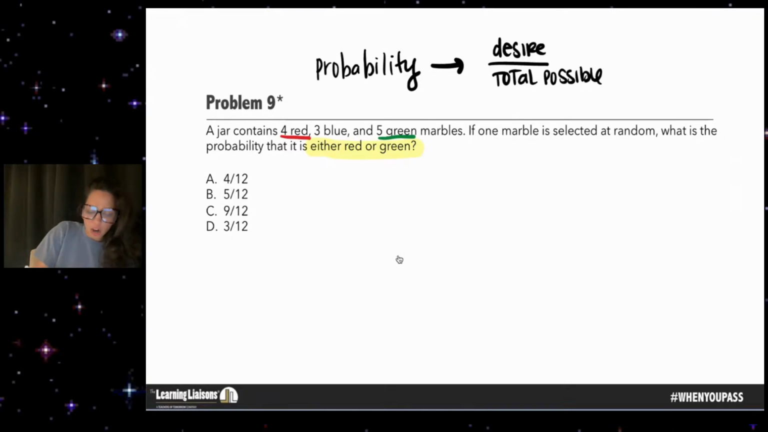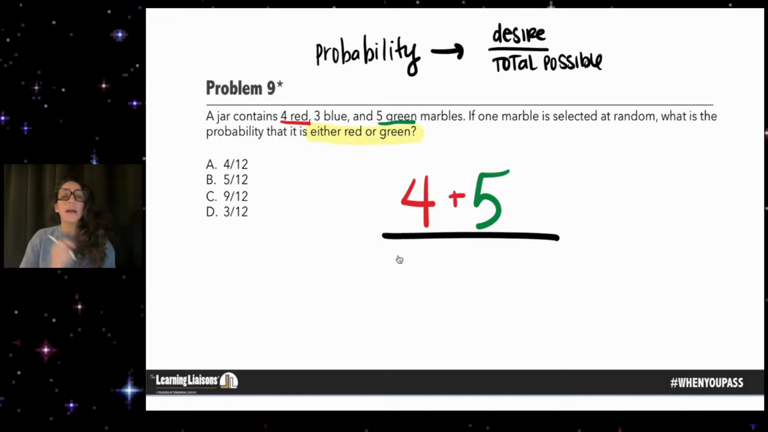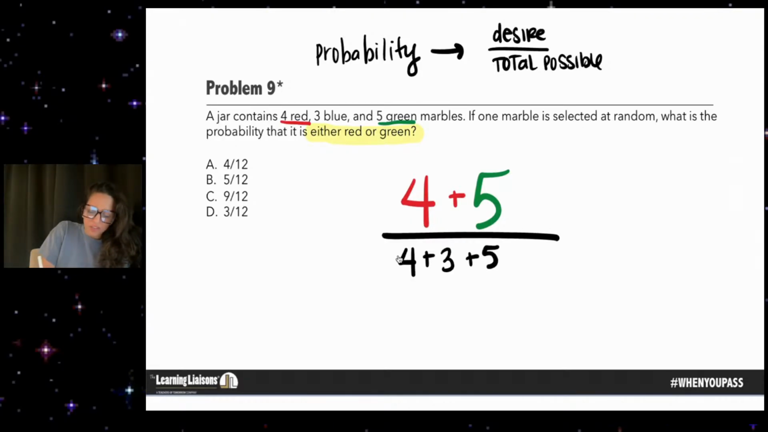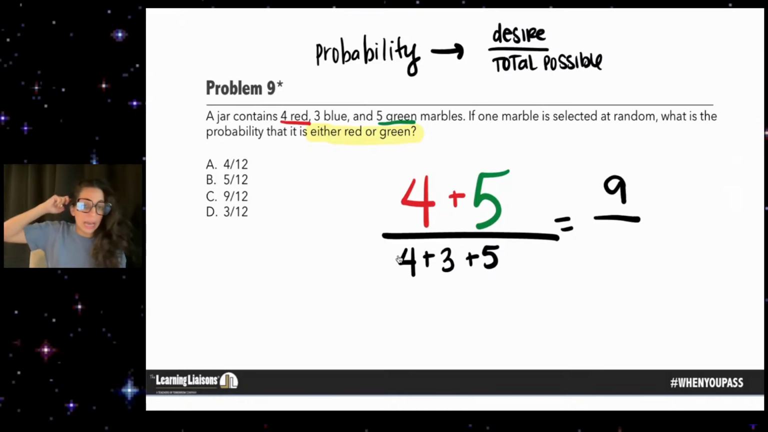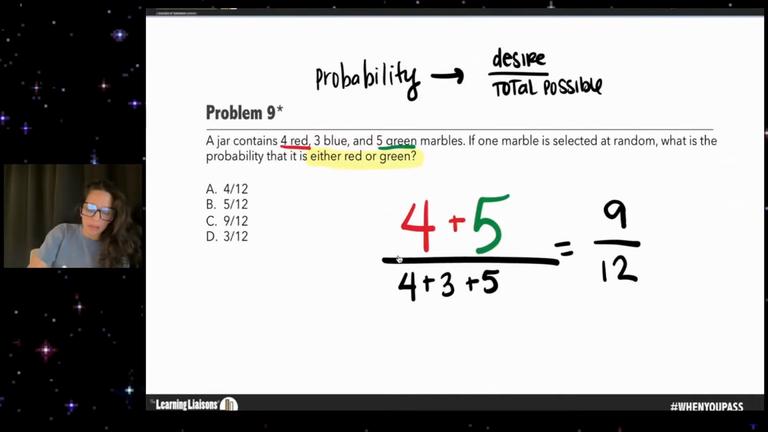So my desire on the top of my probability is going to be 4 plus 5. And my total possible, how many marbles are in my bag in total? 4 plus 3 plus 5. So 4 plus 5 is 9, plus 3 additional is 12. So my probability of selecting red or green would be 9 out of 12.